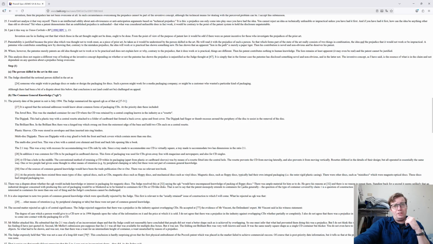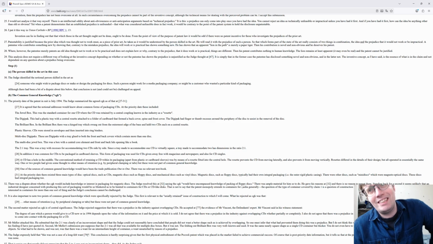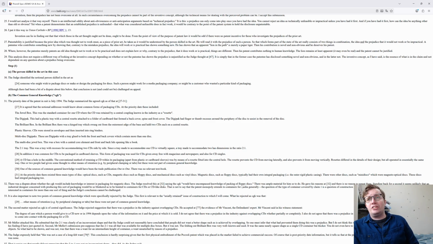Magnetic discs, such as floppy disks, typically had their own internal packaging, i.e., the outer rigid plastic casing. There are other discs, such as mini discs, and I remember those, which were magneto-optical discs. These discs had integral packaging.